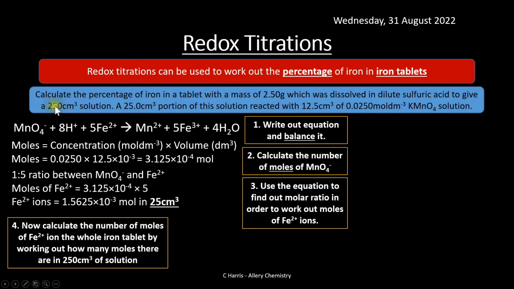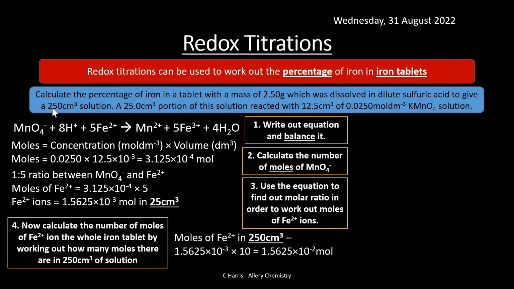Obviously, you're not going to titrate against a quarter litre of liquid. You'd need the biggest burette in the world. So that's why we're just taking a small sample, but we do the maths and we scale that up to the original amount that we had there. So naturally, we're going to multiply that by 10. To work out how much we have in 250 centimeters cubed, which is our initial solution, we take the number of moles, multiply it by 10, and we get 1.5625 times 10 to the minus 2 moles. So that's how much iron was in the 250 centimeter cubed solution.